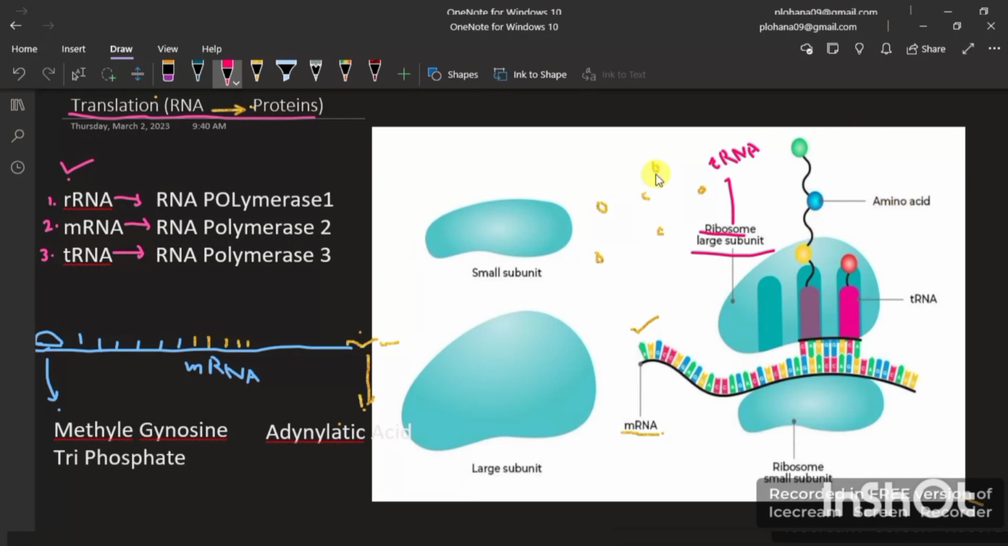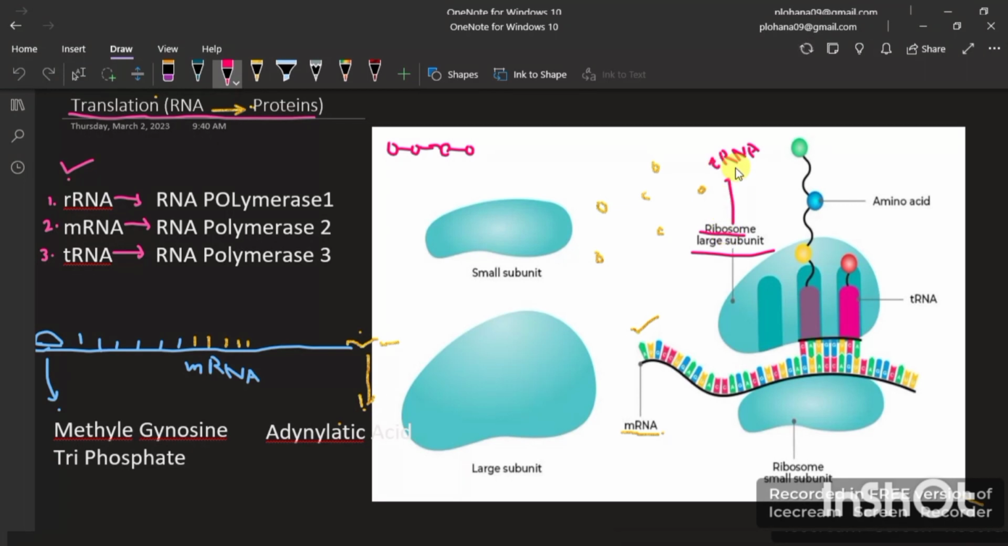Basically, I'm making the structure of the protein here. We know that proteins are made up of amino acids. So these are amino acids, and the bond between them is the peptide bond. This peptide bond is made with the help of these ribosomes, meaning these rRNAs.